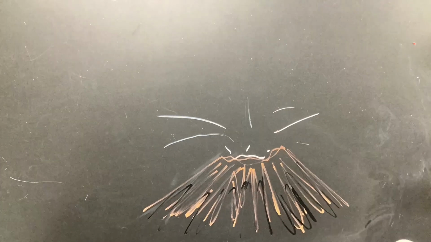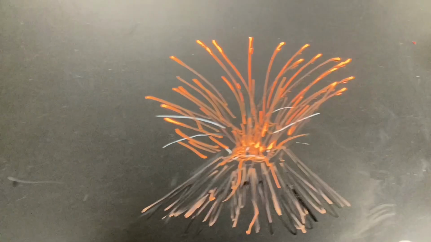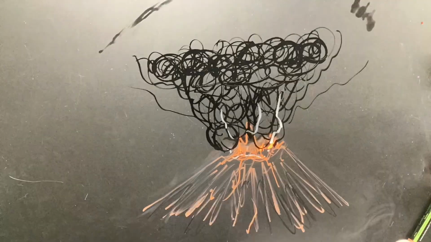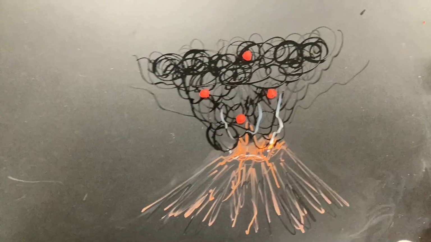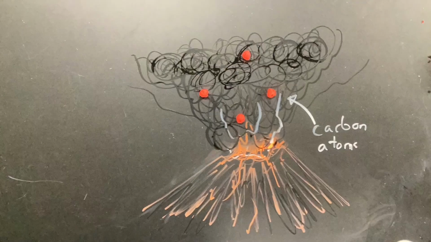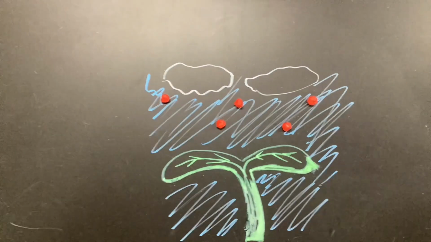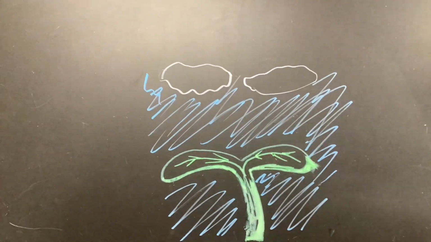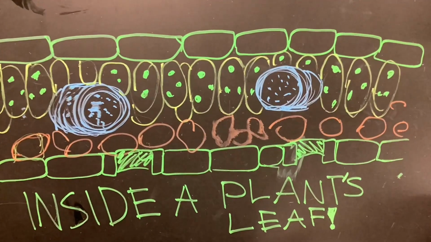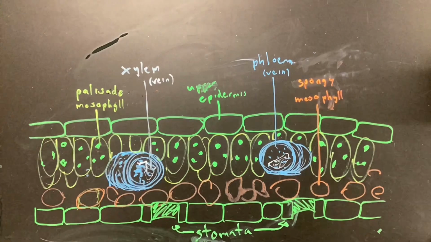Now we can begin the life of a carbon molecule. In this film, we will be starting at the site of an erupting volcano. As the volcano erupts, carbon enters the atmosphere in the form of carbon dioxide. This carbon dioxide can now enter into the leaf of a plant through the stomata and into the chloroplasts.